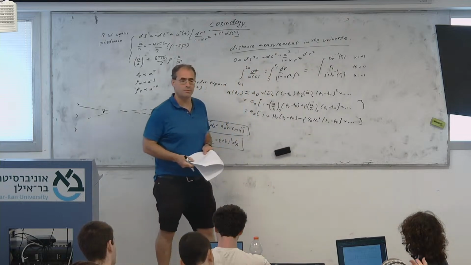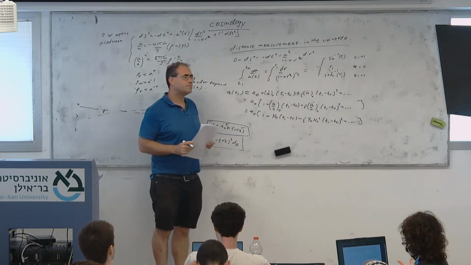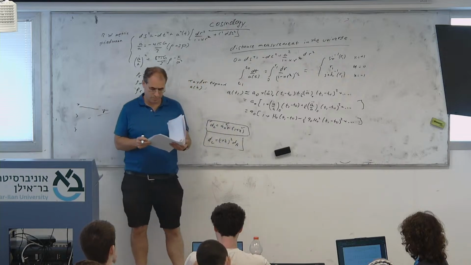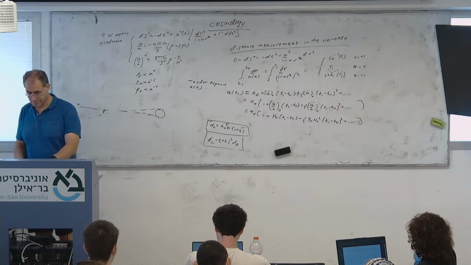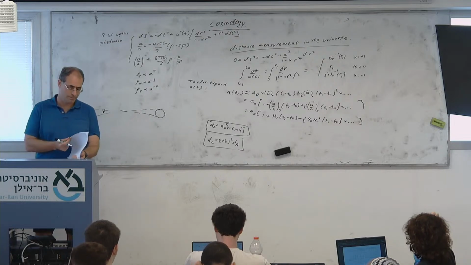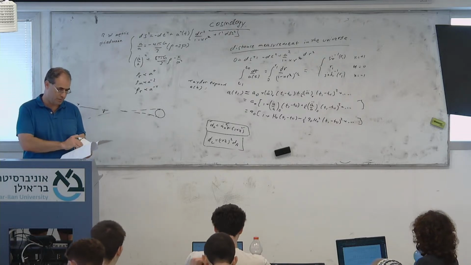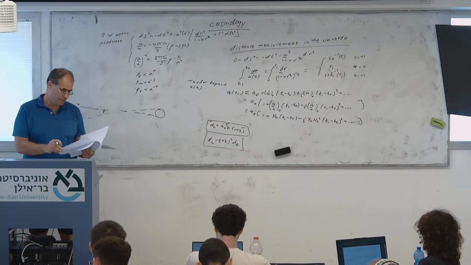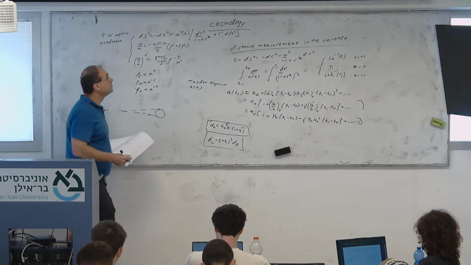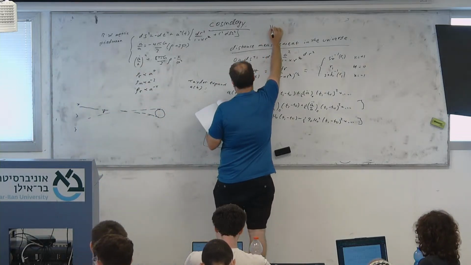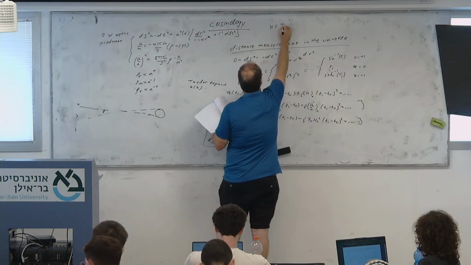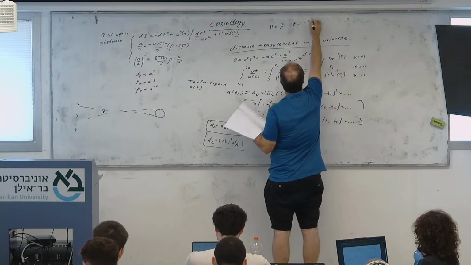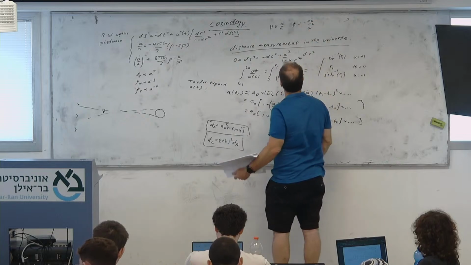How did you get that H0 squared? I just use the definition. Q defined by a double dot over a. There you go. That was an exact definition of q. Go back to the definition: H was defined as a dot over a, and q was defined as minus a double dot a over a dot squared.